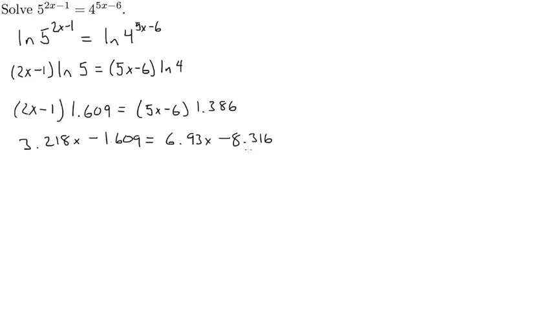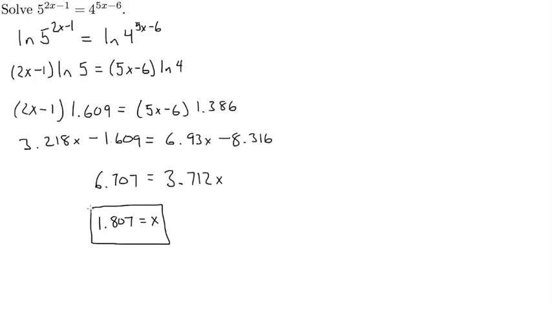So if I add 8.316 to both sides, that's going to leave me with 6.707, and then subtract 3.218x from both sides. That gives us 3.712x. All right, solving for x, divide both sides by 3.712. That gives me 1.807. Now, since we started with an exponential equation, we don't need to check this actually. There's no danger of this being outside of the domain, so that's just our answer.